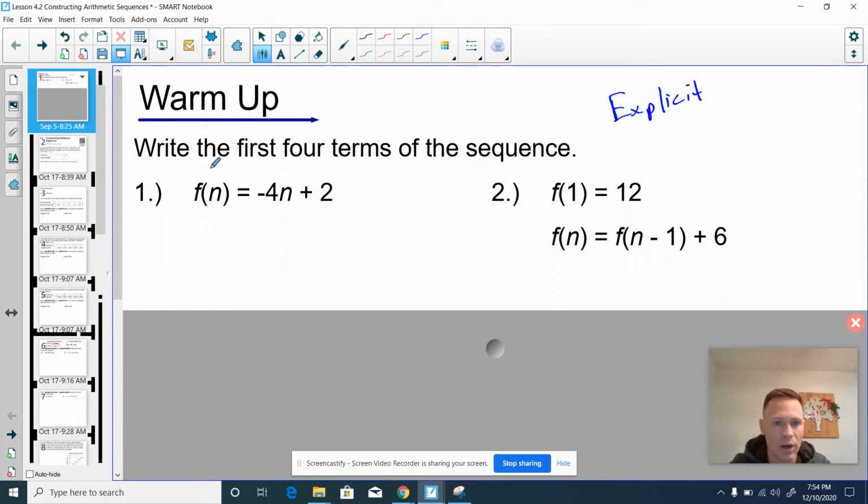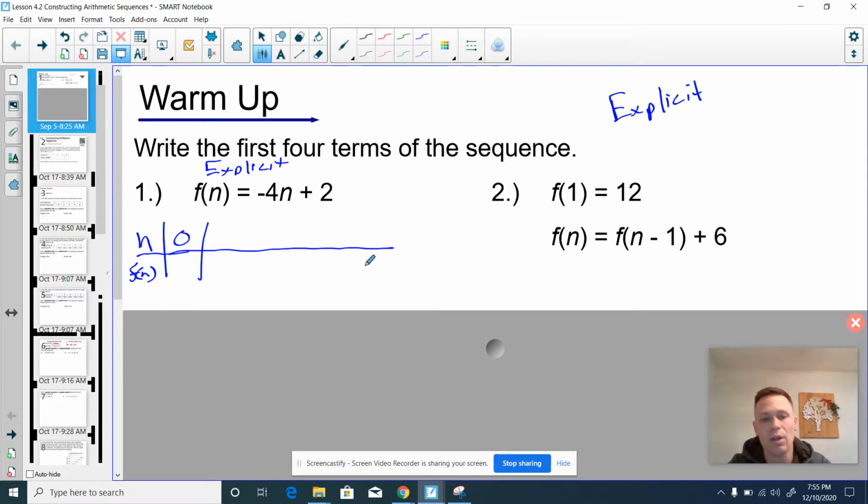And so in the first one, we are given an explicit rule, and it looks like a function because, well, it basically is, right? So when we do this, we talked about last class how we want to start with the 0th term, which means we're going to substitute 0 in for n. So these are n values, right? And then we're going to figure out what f of n is for each value. Remember we talked about how these were term numbers, and these were term values.